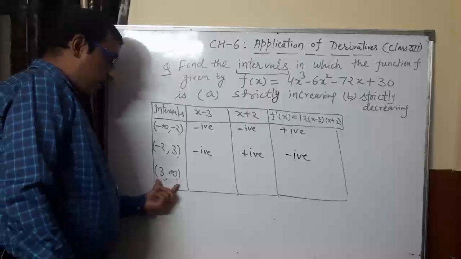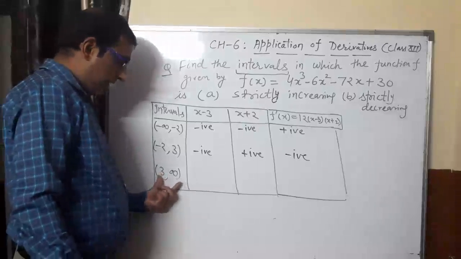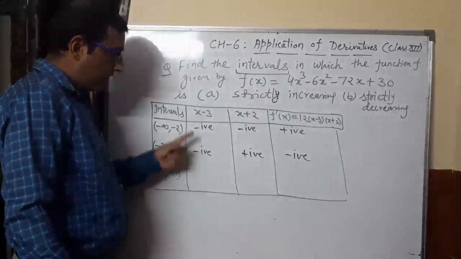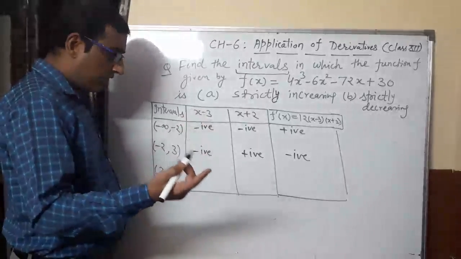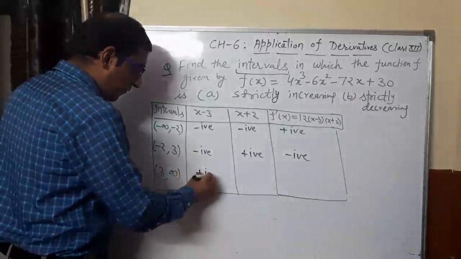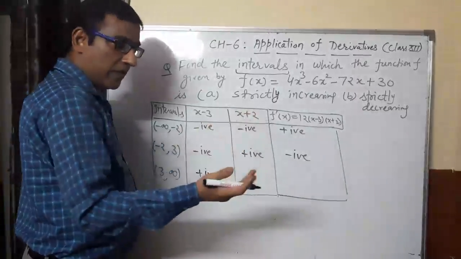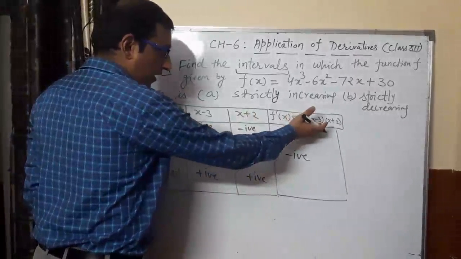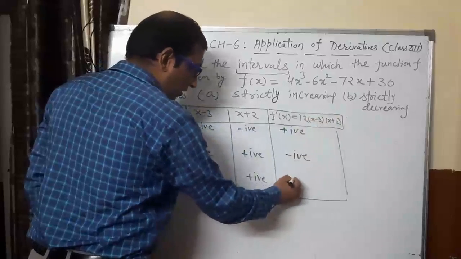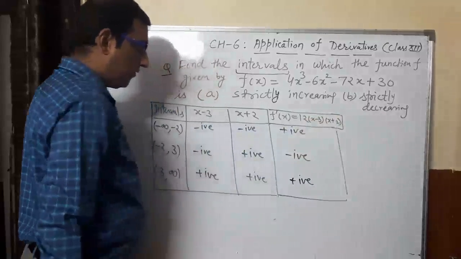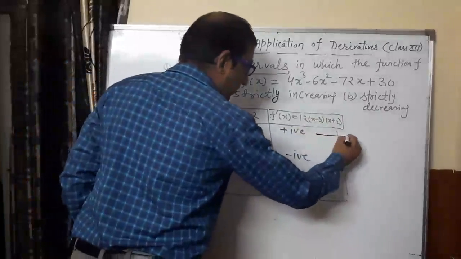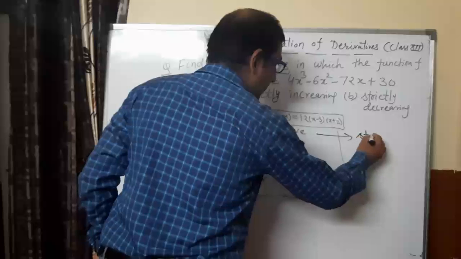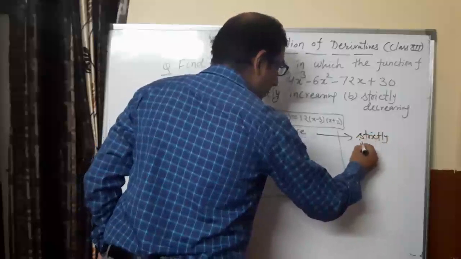Now the same procedure we will apply here, 3 comma infinity. I am taking the value of x as 4 because 4 lies between 3 and infinity. So 4 minus 3 becomes positive 1, so we write positive here. 4 plus 2 is 6, again positive. So 12 is already positive, x minus 3 is positive, x plus 2 is positive, so we can say it becomes positive. So it means for this interval, the given function is strictly increasing.